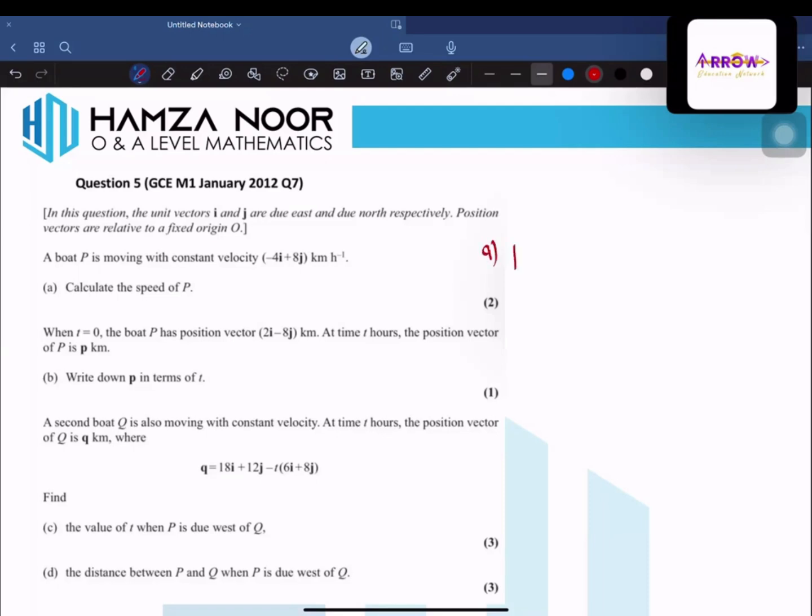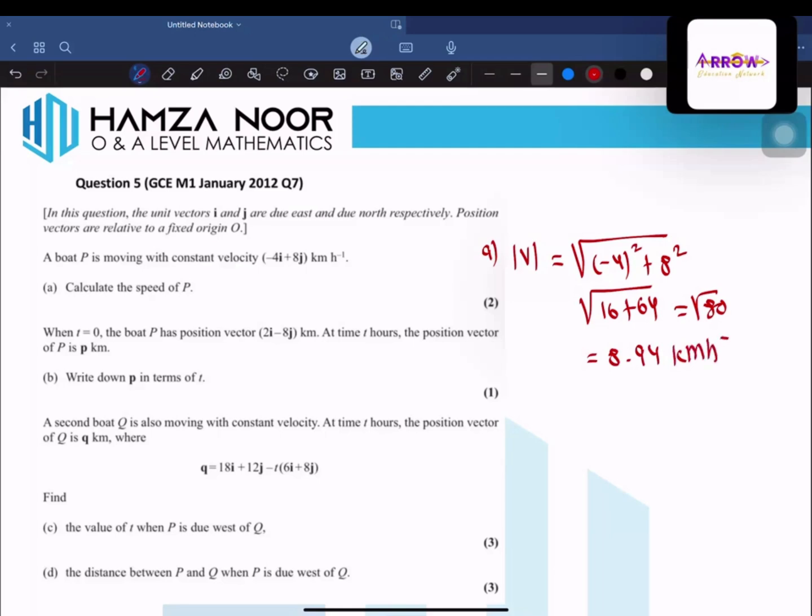So for part A, the magnitude of the velocity vector would be under root of (minus 4) whole squared plus 8 squared. So this is under root of 16 plus 64, which is under root of 80, and correct to three significant figures 8.94 kilometer per hour. Since the velocity vector is also given to you in kilometer per hour, the speed is also kilometer per hour. All right, so this was the requirement of part A. After this, we have part B.